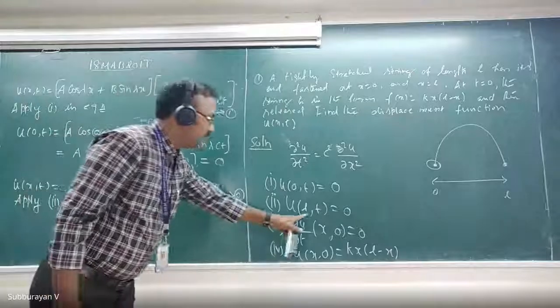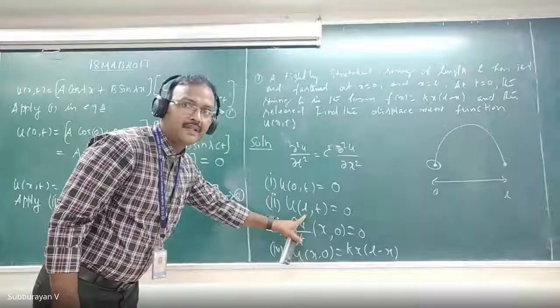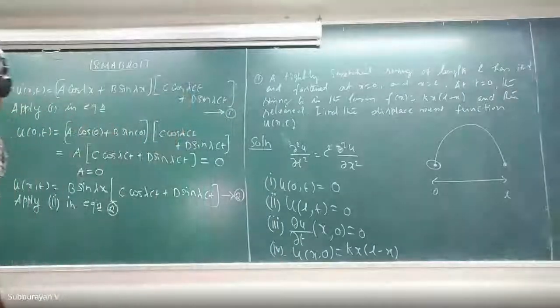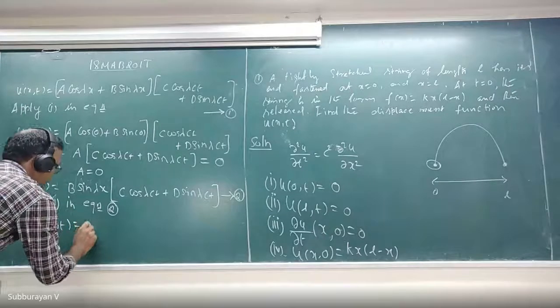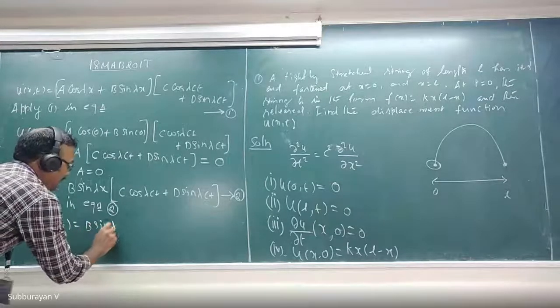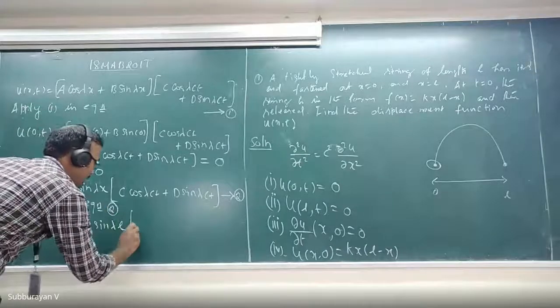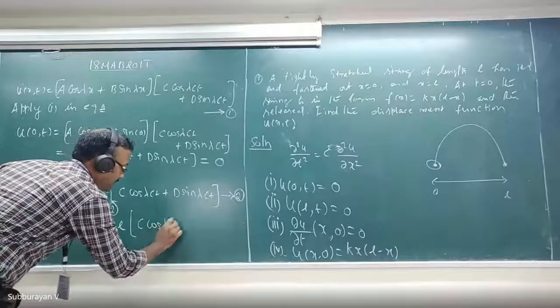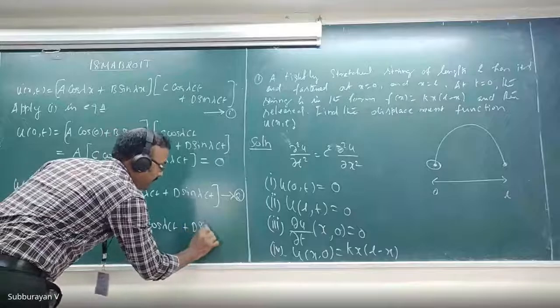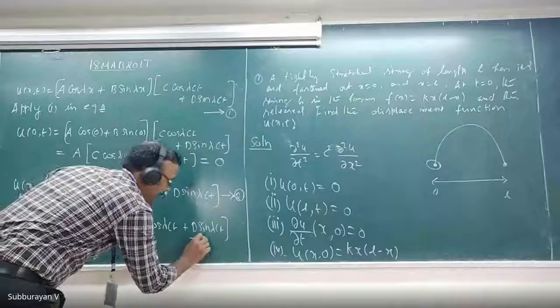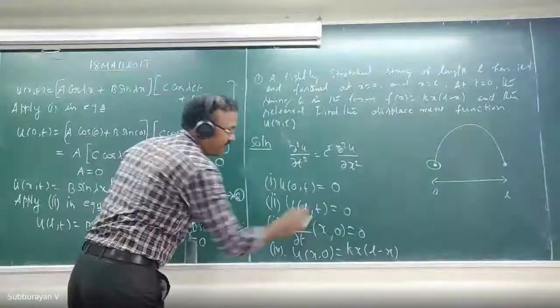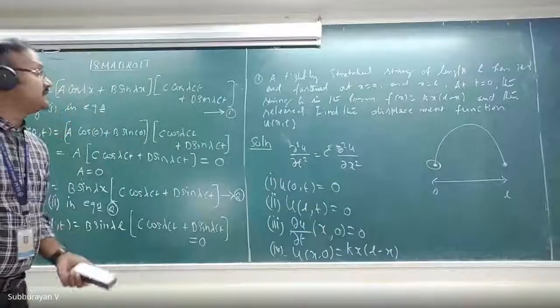What should I put here? I should put x equal to L. If I replace x equal to L, what will I get? u(L, t) equals B sin λL times (C cos λct plus D sin λct). But this is equal to 0 by the condition u(L, t) equal to 0. Therefore, this expression equals 0.